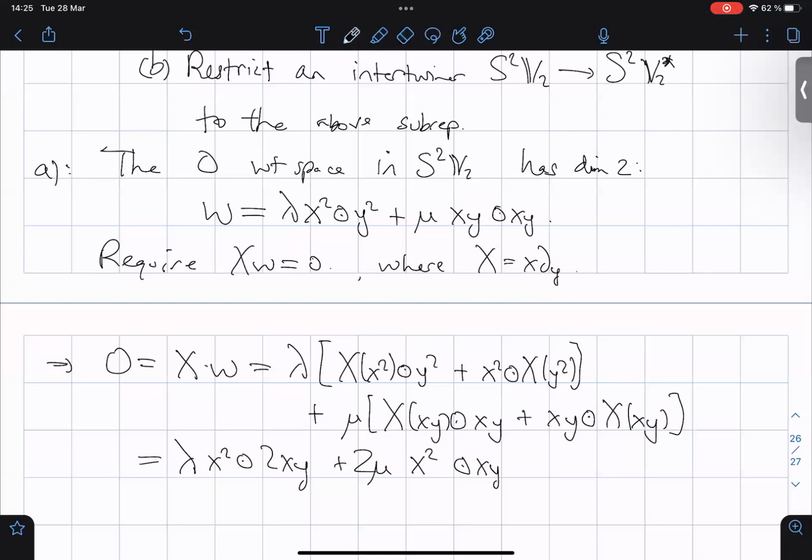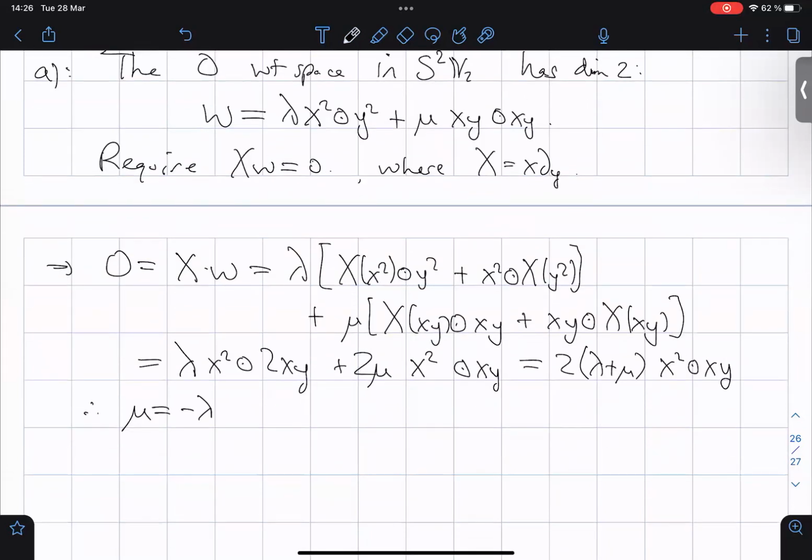Okay, so let's just collect terms. So we have 2 lambda plus mu x squared. Now all this has to be the 0 vector, right? So this is telling us that mu is minus lambda. Okay, so lambda is arbitrary, right? And you should expect things not to be completely pinned down, right? Because we're creating a vector that's ultimately going to be an eigenvector. And once we have an eigenvector, well, we have an eigenspace, right? So the eigenspace is a vector space.